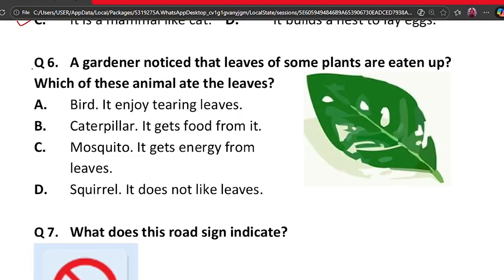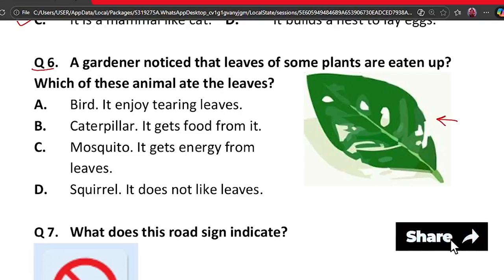Our next question is question number 6. A gardener noticed that leaves of some plants are eaten up, as you can see in the image. Which of these animals ate the leaves? A. Bird, it enjoys tearing leaves. B. Caterpillar, it gets food from it. C. Mosquito, it gets energy from leaves. And D. Squirrel, it does not like leaves. The correct answer is option B, that is caterpillar. Caterpillars feed on leaves and often damage plants by eating them. Mosquitoes suck blood, birds eat grains or insects, and squirrels eat nuts. Therefore, the animal that eats leaves is the caterpillar, making option B the correct answer.